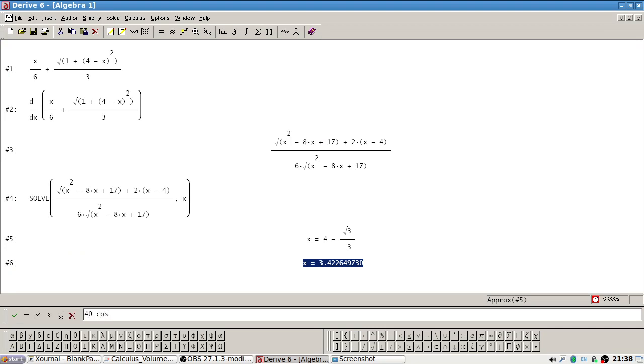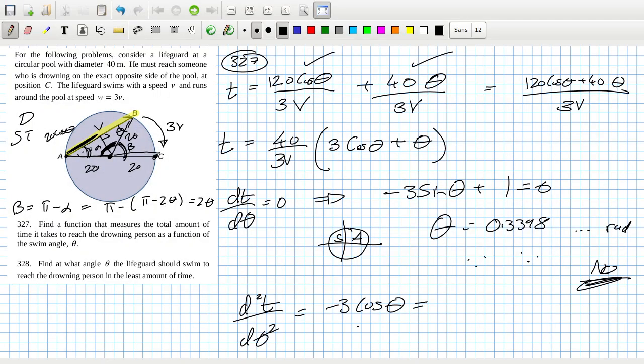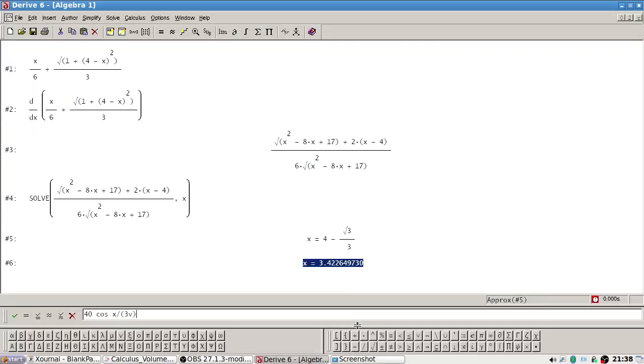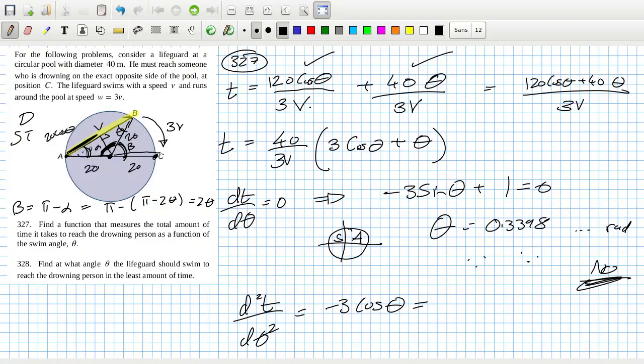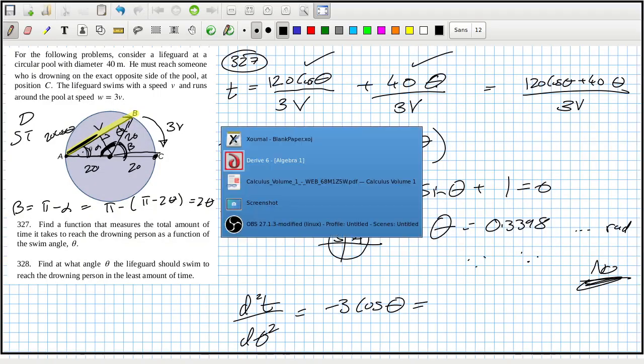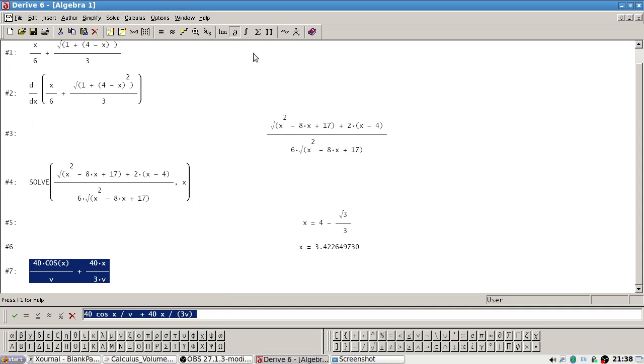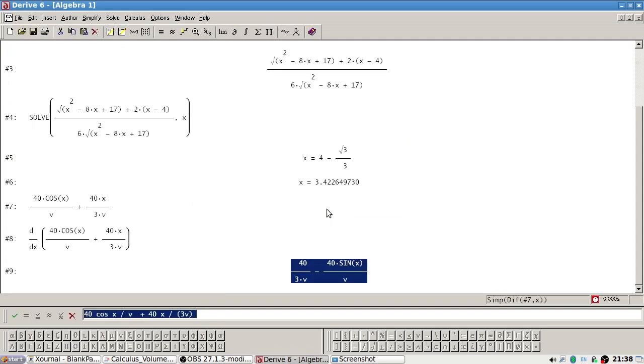40 cos theta, I'll just write x for the moment, over 3v, over v, plus 40x over 3v. So 40 cos theta over v plus 40 theta over 3v. Differentiate and solve expression.